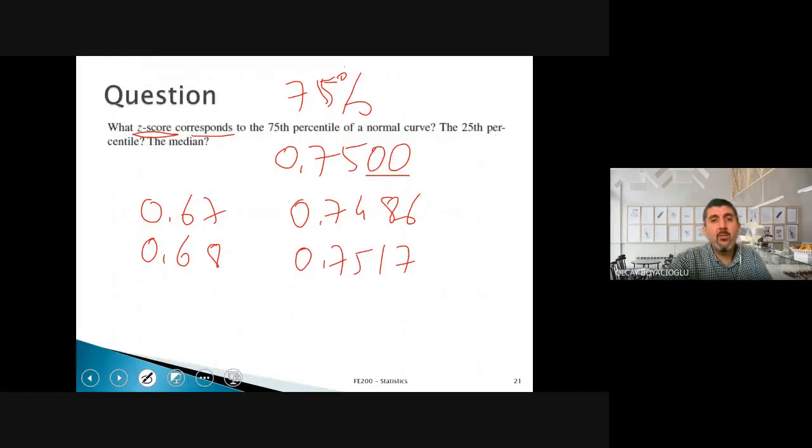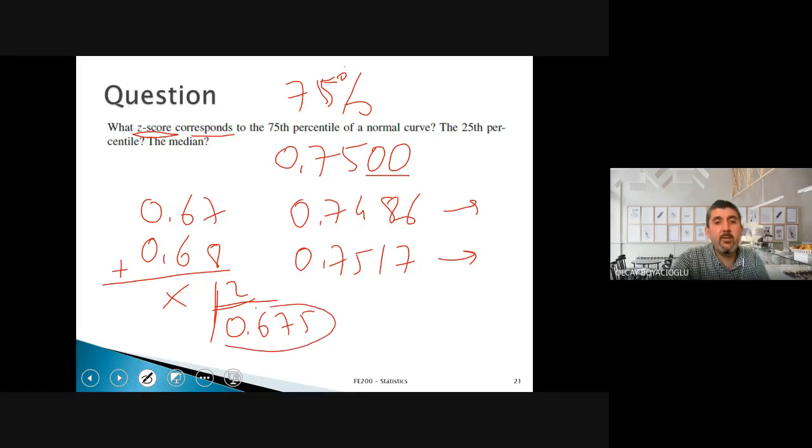Yes. Which one should I choose? Should I choose this one or this one? I cannot decide, because it's not like one of them is really near 7500. Both of them are almost equal distance away from 75. So in that case, what do we do? I use my mathematics lab knowledge and take the average value. Add them both up and divide by 2. And what is that value? 0.675. And then deal with this number.